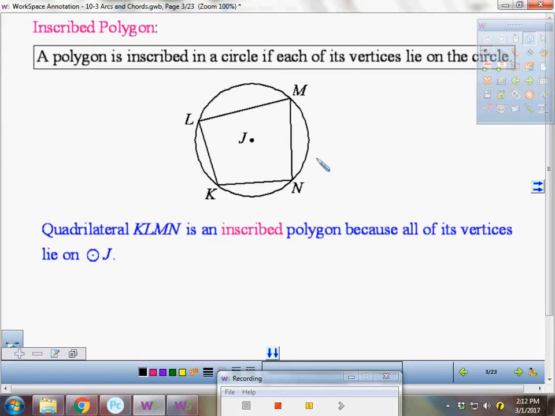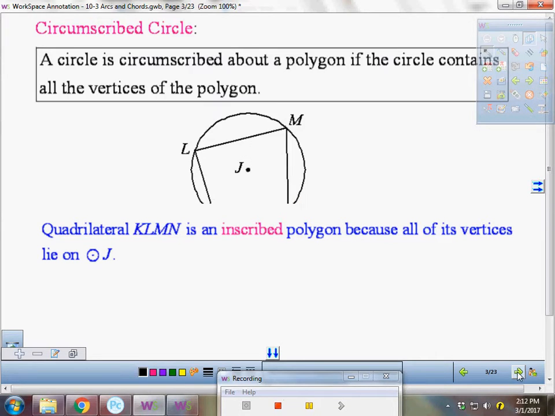Alright, another theorem we have is that a polygon is inscribed in a circle if each of its vertices lie on the circle. So in other words, I have a quadrilateral here, a four-sided figure, and I see that all the vertices are on the circle. So L, K, N, and M. So therefore, KLMN is inscribed in the circle because all its vertices are on circle J.